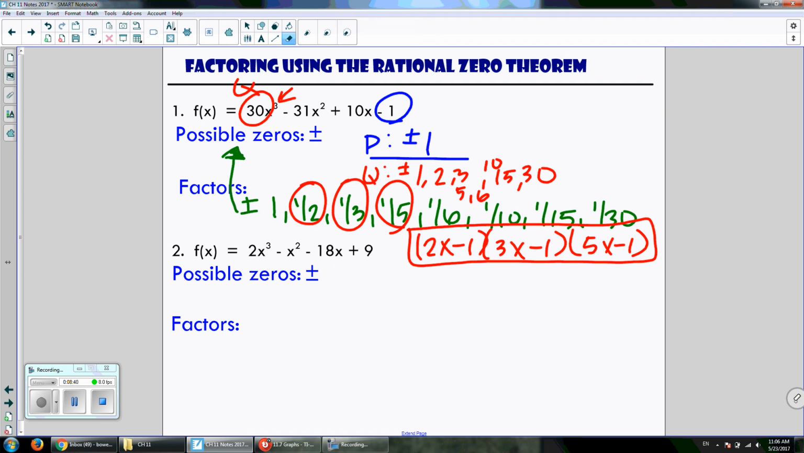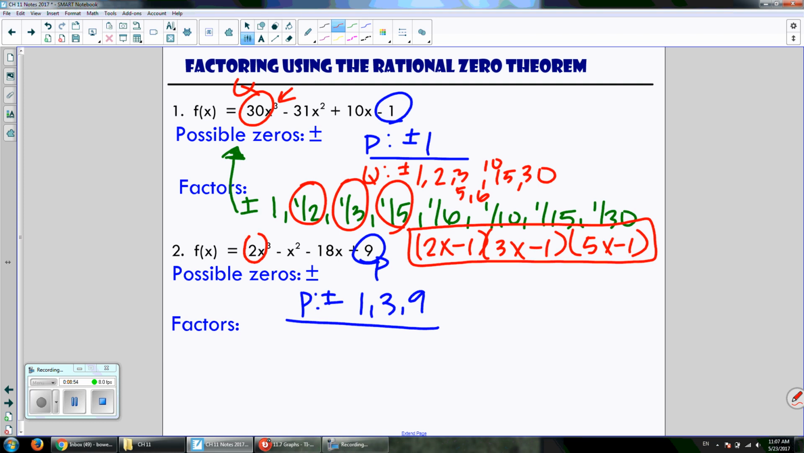Okay, so let's go ahead and do number 2 here. Again, I want factors of my constant first to be my p. So I've got plus or minus 1, 3, and 9 for factors of 9. Then my factors of q come from my leading coefficient. So that would be plus or minus 1 and 2. All of the possibilities are p divided by q.